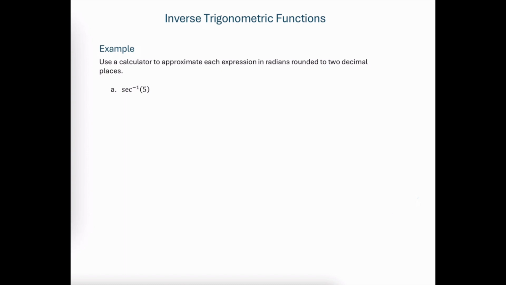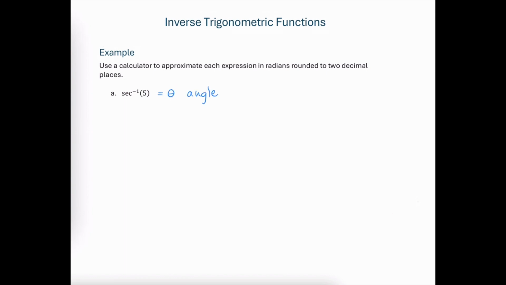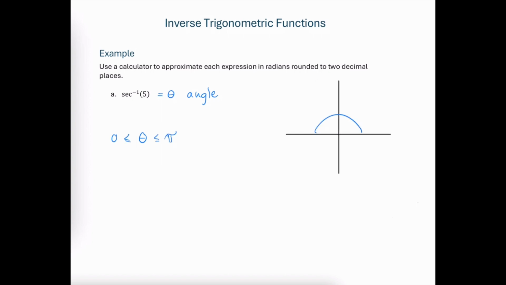In this example, we're being asked to use a calculator to approximate each expression in radians rounded to 2 decimal places. Remember that an inverse trigonometric function is going to have an output that is an angle. However, our calculators do not have inverse secant as an operation, so we can't input this directly into the calculator. We do know that this inverse secant function is going to give us an output angle that's somewhere in between 0 and pi, meaning that this angle output is somewhere in the first or the second quadrant.